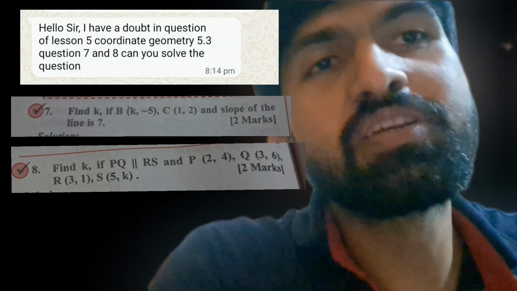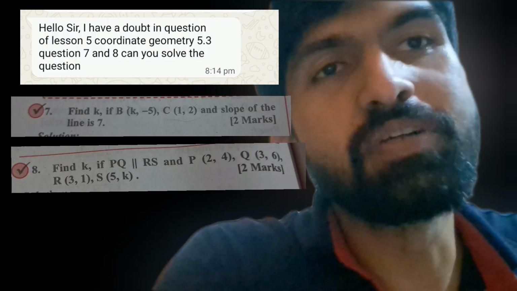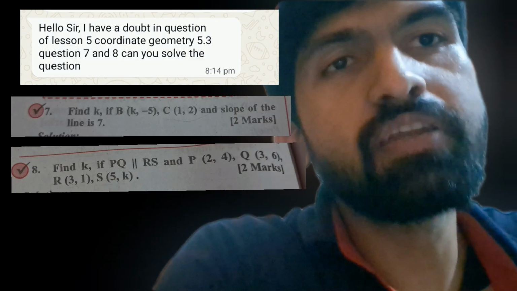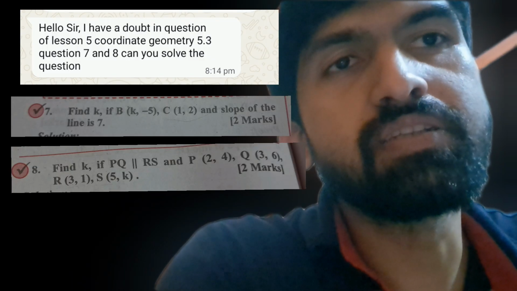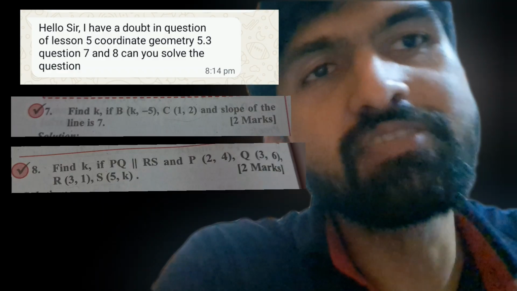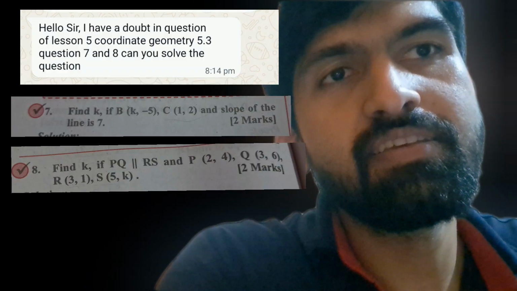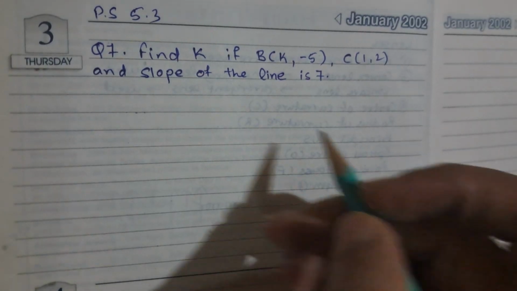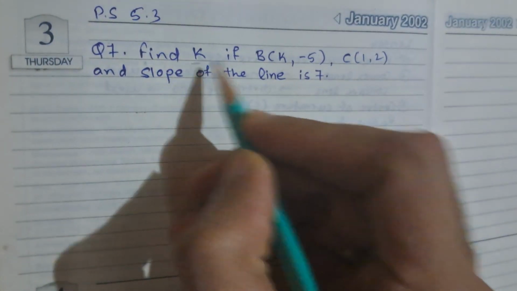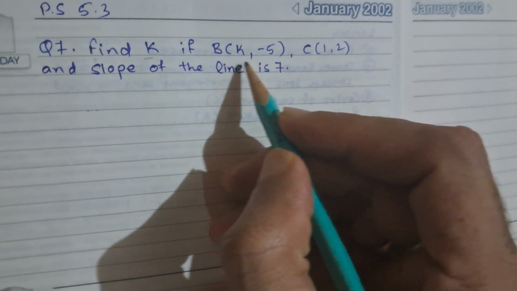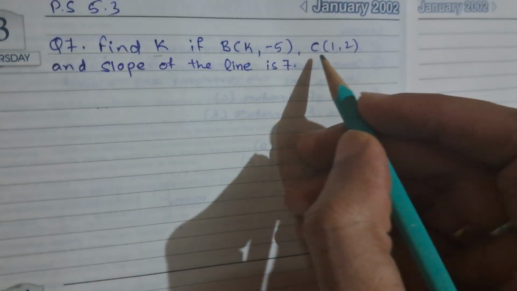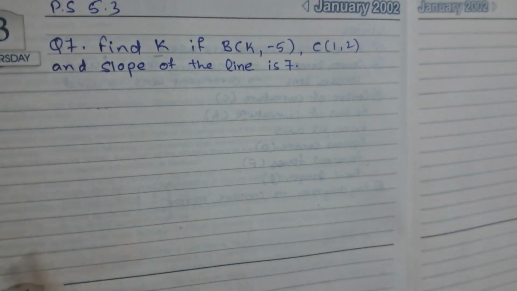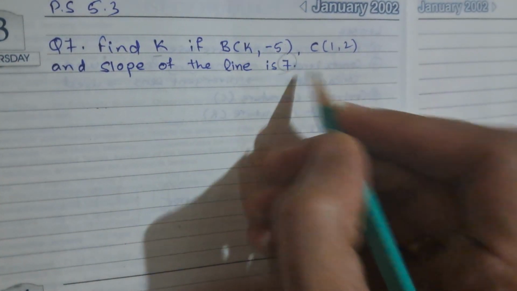Hi, this question was asked by a 10th standard student. This is related to coordinate geometry and a very simple question. Let's see how to find answers for this. So here the sum says to find k if B has a coordinate (k, -5) and C has a coordinate (1, 2) and the slope of the line is 7.